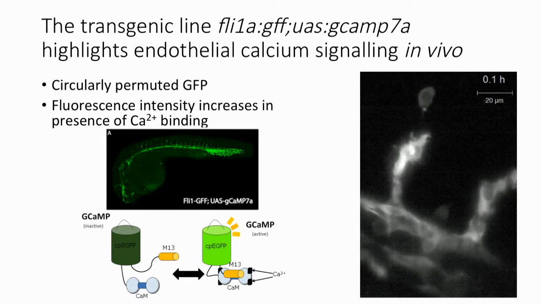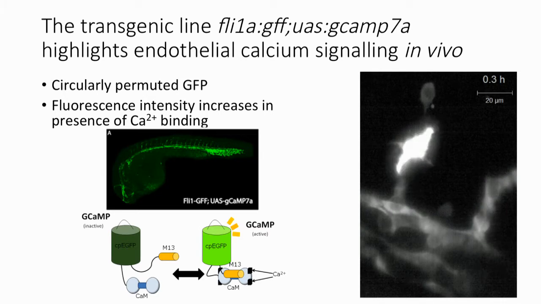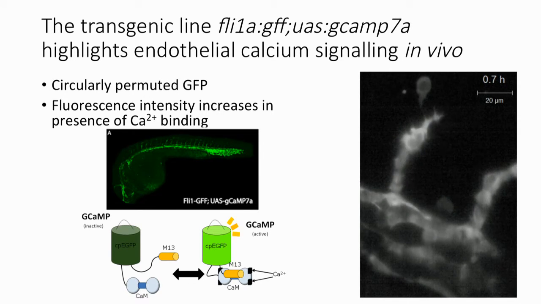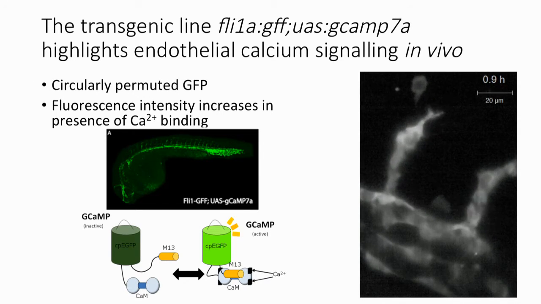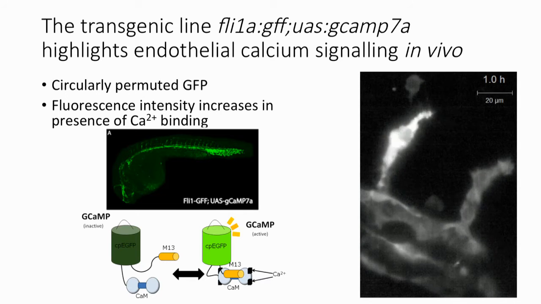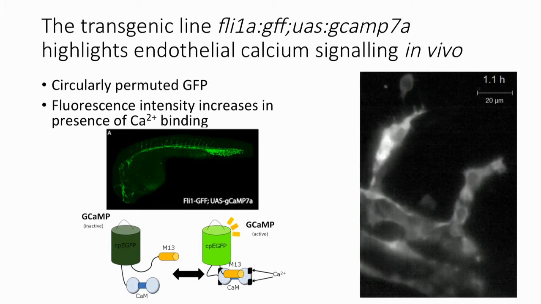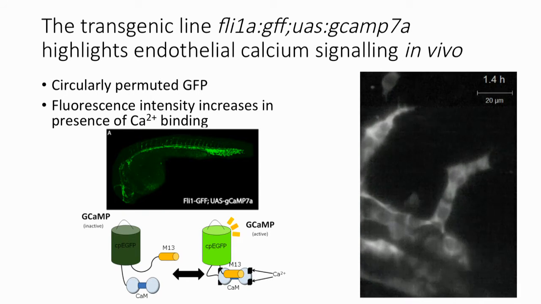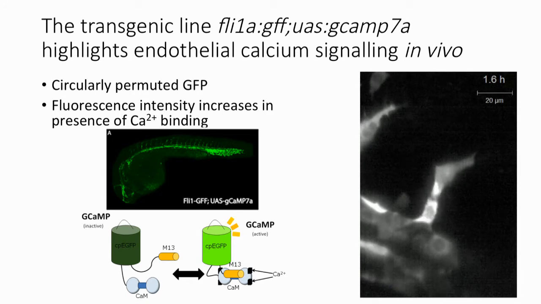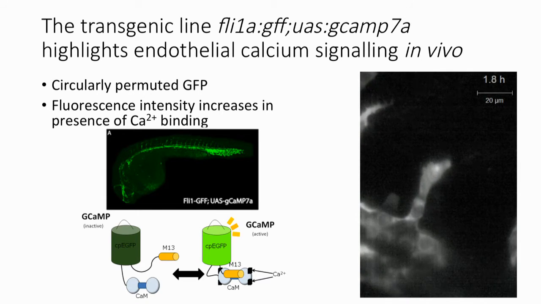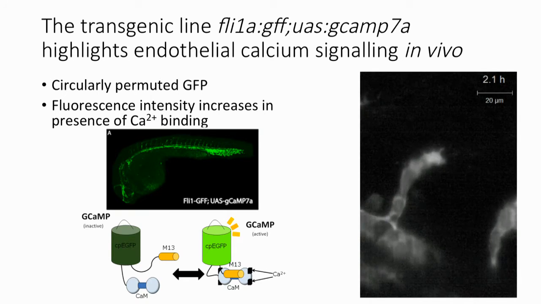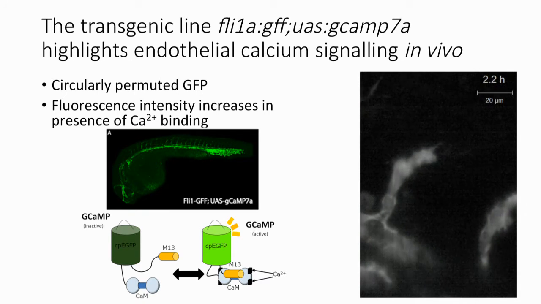So we're interested in endothelial calcium signaling. We generated an endothelial reporter of calcium signaling, which is very similar to the one recently published by the Kawakami group. We use GCaMP, which is a circularly permuted GFP, which in the presence of calcium undergoes a conformational change, leading to increased GFP fluorescence. So we can see changes in real time, and here we can see this in the video. The tip cell just here has just undergone cell division and is now beginning calcium signaling as it migrates again.